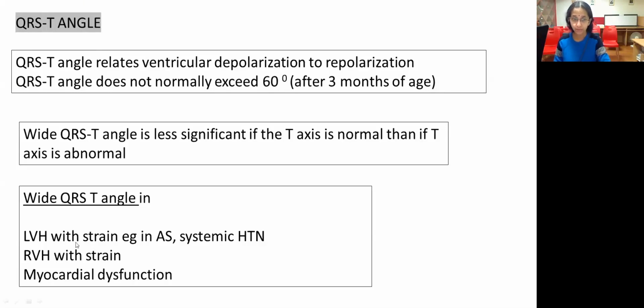And as we understood in the previous slide, the QRST angle can be wide in situations where you have left ventricular hypertrophy with strain, for example severe coarctation or severe aortic stenosis with strain pattern, or you can have right ventricular hypertrophy with strain, or you have myocardial dysfunction. So with any myocardial abnormality, you can have a wide QRST angle and an abnormal T axis.